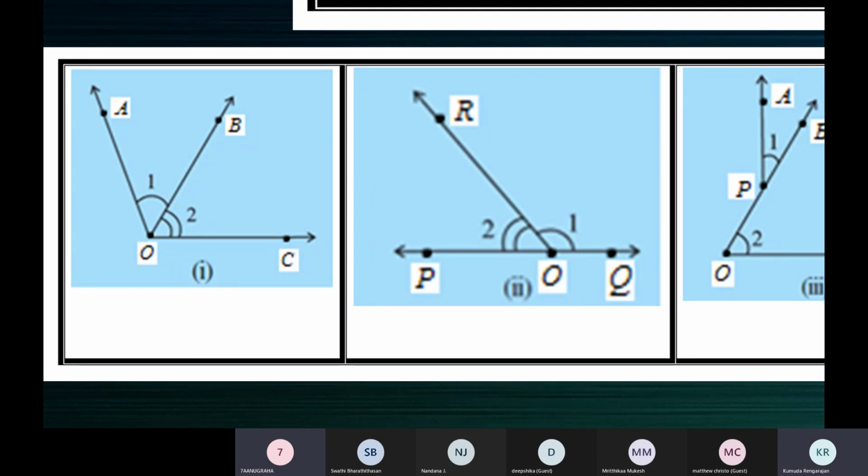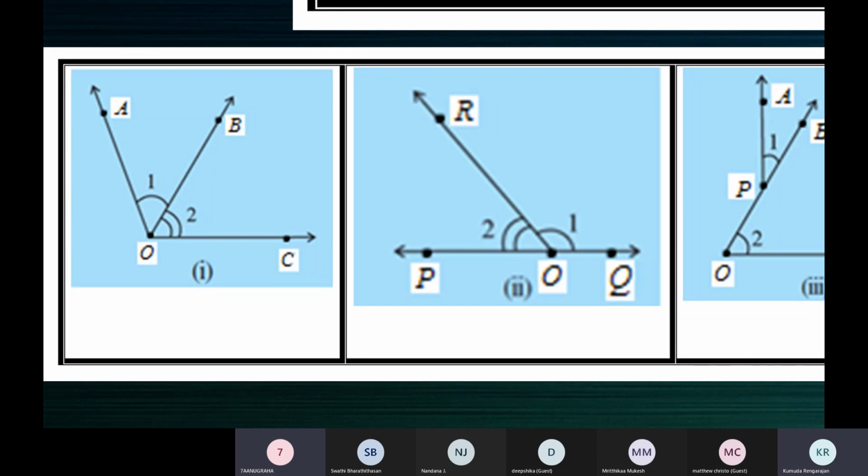So now the non-common arms OA and OC, they're going on opposite sides of the common arm OB, but they're not going in the opposite directions. So angle 1 and angle 2, they are adjacent angles, but they do not form a linear pair. Okay, ma'am.